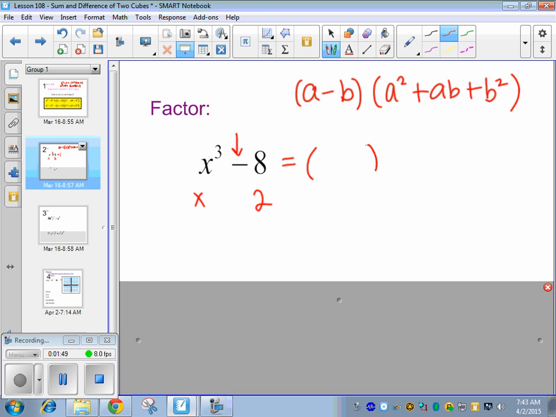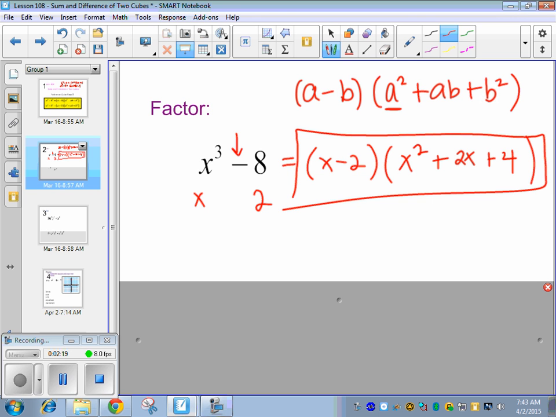So what I'm going to end up with is a minus b, so the cube roots, x minus 2 in the first set of parentheses. Then it's always the first thing squared, so x squared. And then it's always plus. Then we multiply them together, so I'm going to put 2x in the middle, and you always put the coefficient first. And then plus the last thing squared, so 2 squared is 4. And that's your answer. You just follow the formula. It doesn't factor any further, and you're done.